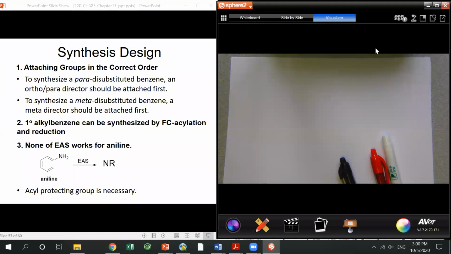I would say the most difficult part of chapter 17 is the synthesis design, because there are a lot of small things. There are a lot of considerations and a lot of reactions involved, so here I try to list all of them together.